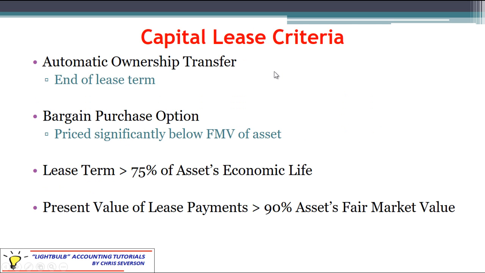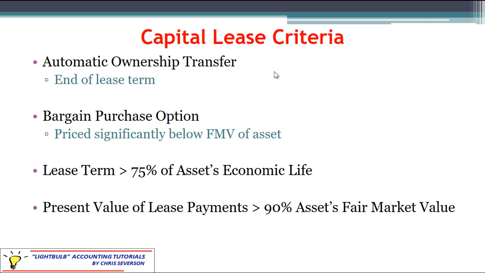So let's take a look at the four criteria. The first one is pretty straightforward: automatic ownership transfer. If that lease specifically states that once this lease ends, the lessee will be the owner, in other words, the ownership transfers from the lessor to the lessee, if that's the situation, we're going to call this a capital lease. We're going to treat it just like a purchase. It's almost like a deferred purchase.